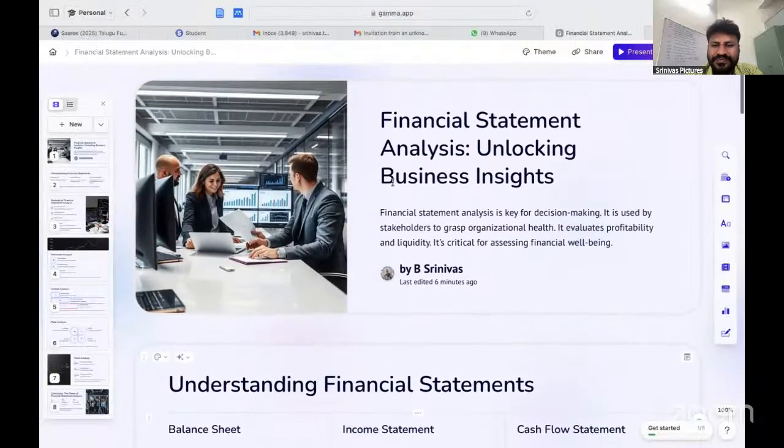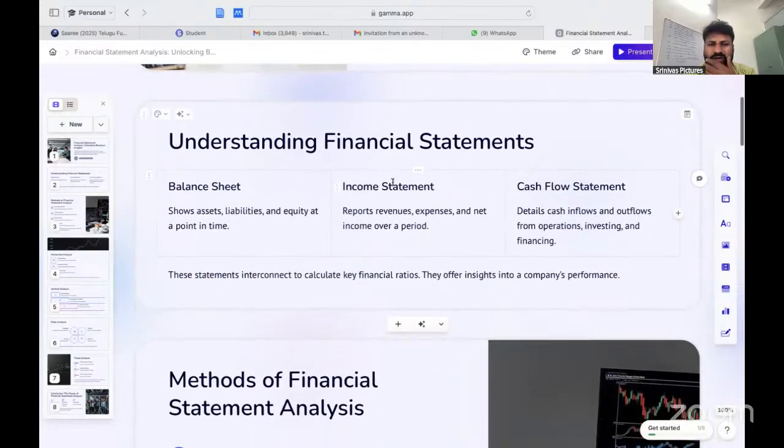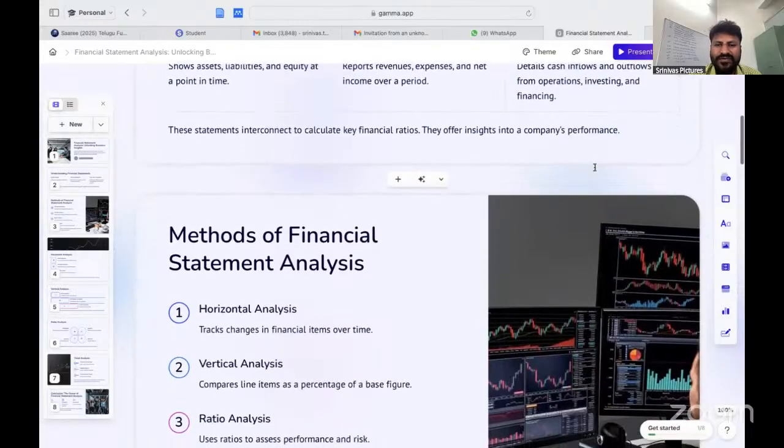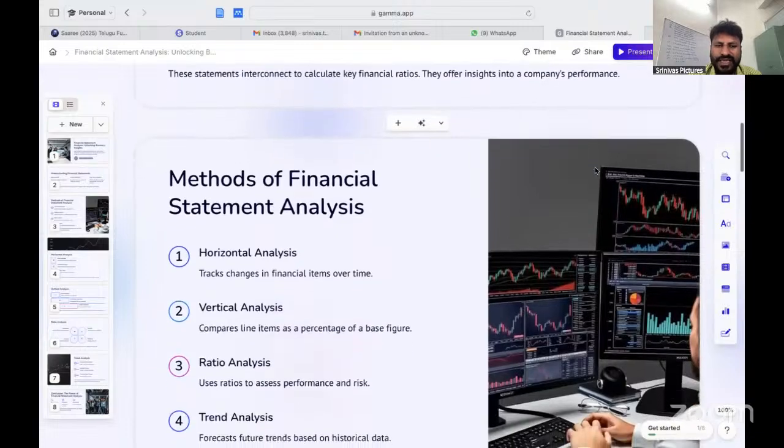See here. First, understanding the financial statements. The first one is the balance sheet, the second is the income statement, and the third is the cash flow statement. The balance sheet shows assets, liabilities and equity at a point in time. The income statement shows revenues and expenses for a particular period. The cash flow statement gives details of cash inflows and outflows.